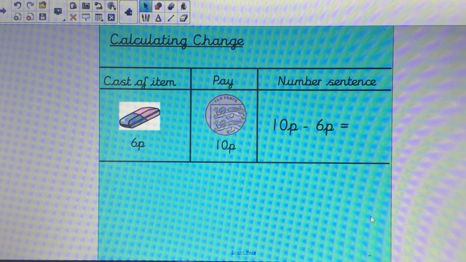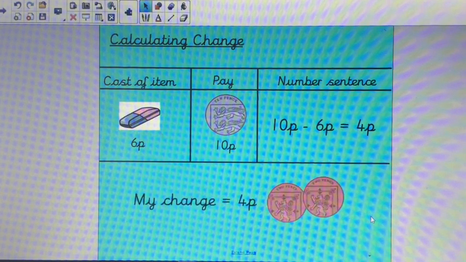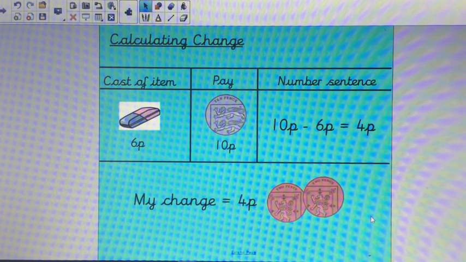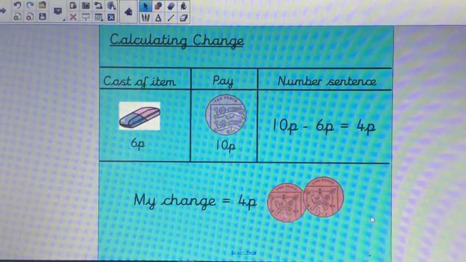Now I'd like you to calculate it. What is 10p take away 6p? Off you go. Ready? 10p take away 6p equals 4p. So my change that I'm going to get is 4p. And I might get that in 2p coins.